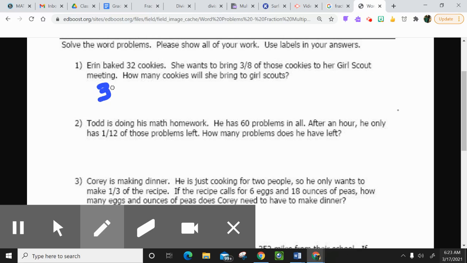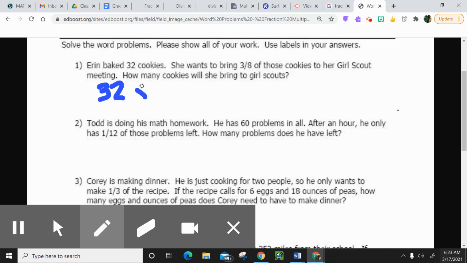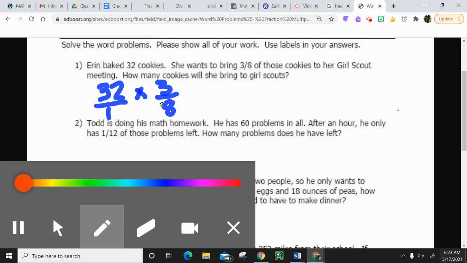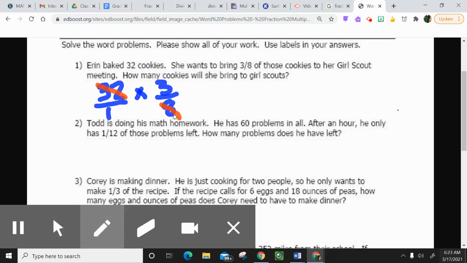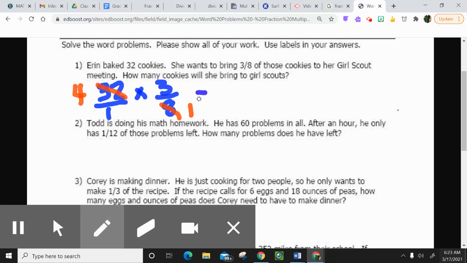She has 32 cookies. We're going to multiply by 3/8. And I'm just going to go ahead and make 32 over 1. I'm going to see if I can simplify before I multiply. And it looks like I can. 8 into 32 is 4. I hope this ends up as a whole number. Because if not, if we're bringing fractions of cookies to Girl Scout meetings, 12 over 1, which is 12 cookies. So pretty simple with whole numbers.